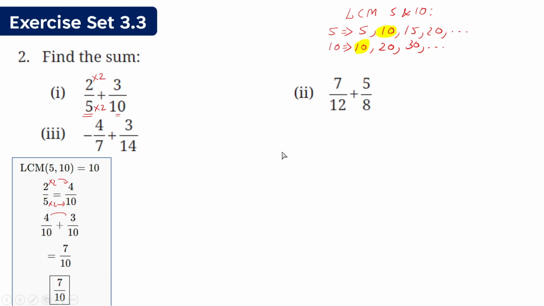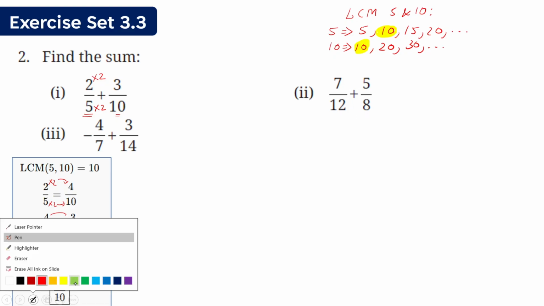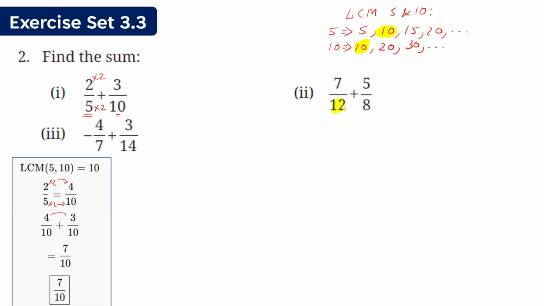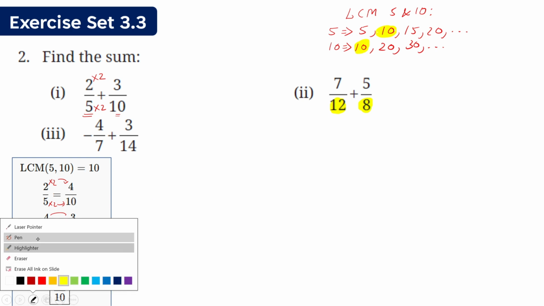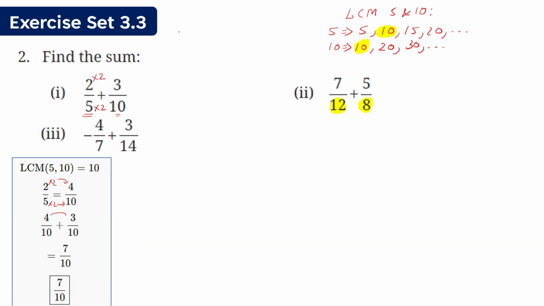The second question, we have 7 twelfths and 5 eighths. Here again, we see that the denominators are not common. The denominators are not the same. So we have to find out the LCM of 12 and 8 and multiply the denominators accordingly to get the common denominator. Now let's list down the multiples of 12 and 8. The multiples of the number 12: 12 times 1, 12, 12 times 2, 24, 12 times 3, 36, 12 times 4, 48, and so on.